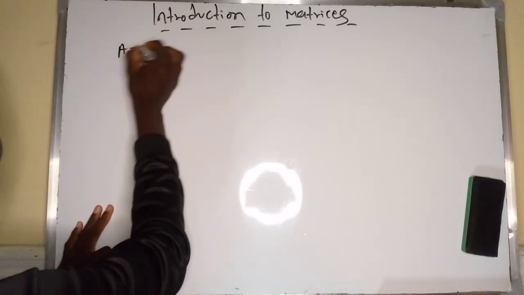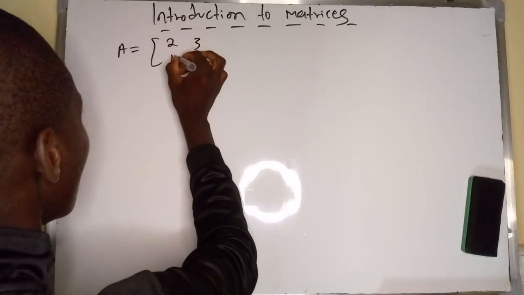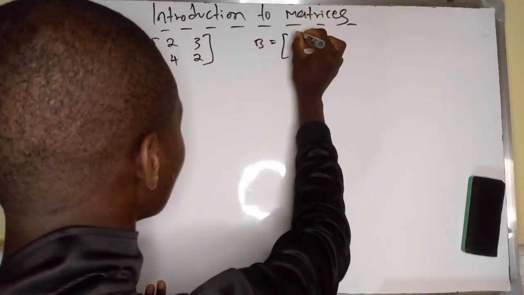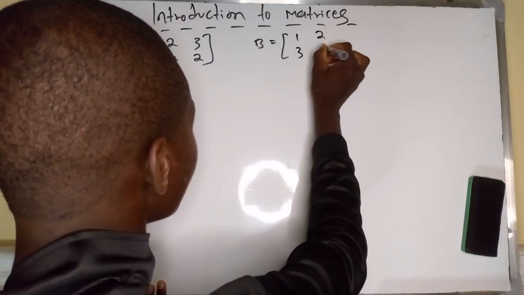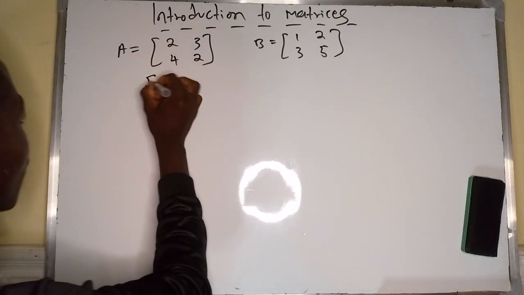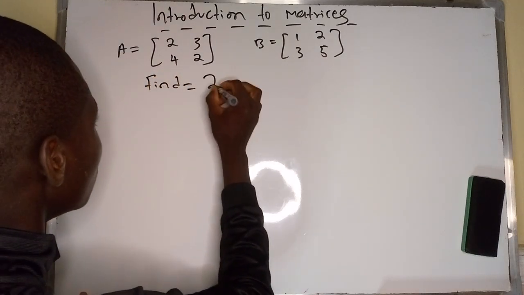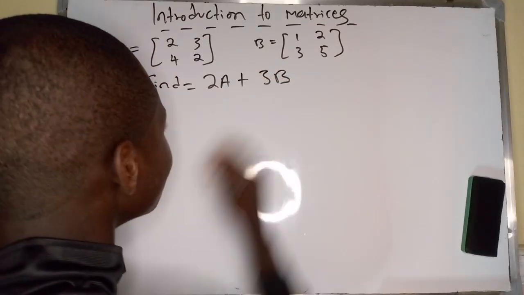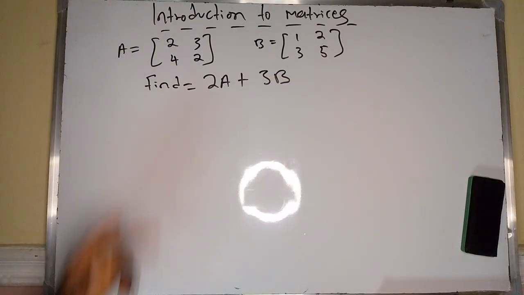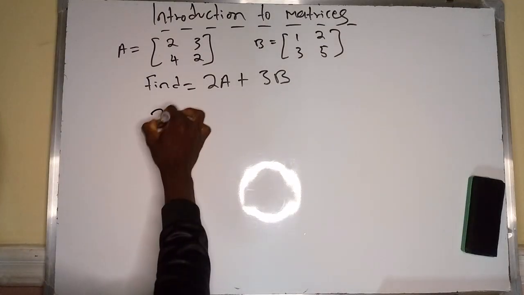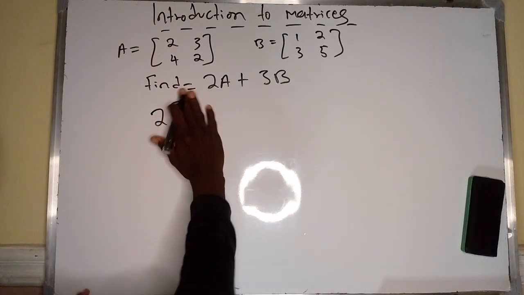Suppose you are given A as 2, 3, 4, and 2. And B equals 1, 2, 3, and 5. And the question says you are to find 2A plus 3B. So how can you find this?